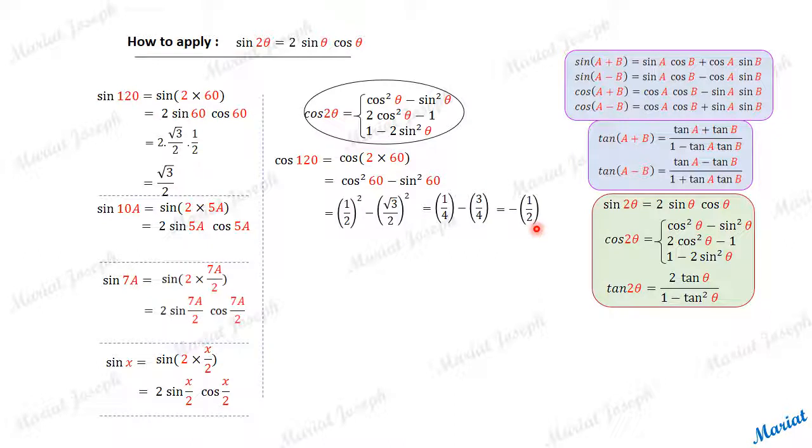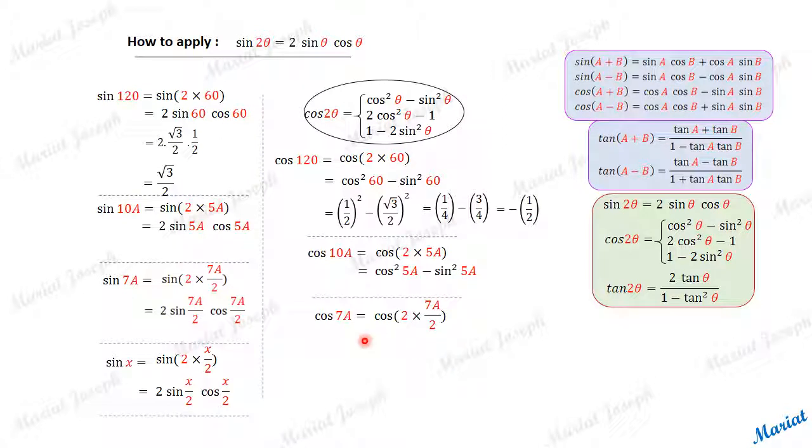And we got the negative value automatically. Again, cos 10a, rewriting it as twice of 5a, we may write it as cos square 5a minus sin square 5a, or cos 7a can be written as cos of twice of 7a by 2, which will lead you to cos square 7a by 2 minus sin square 7a by 2, or even cos x can be rewritten as cos square x by 2 minus sin square x by 2. These kinds of simplifications will help you in simplifying big trigonometric equations later.